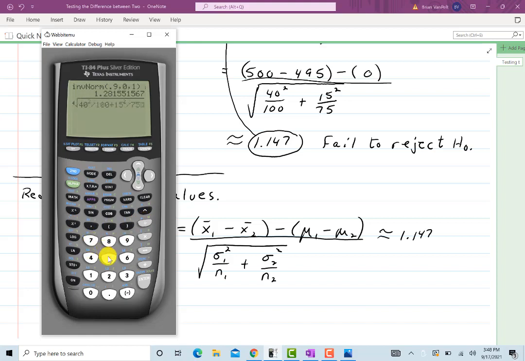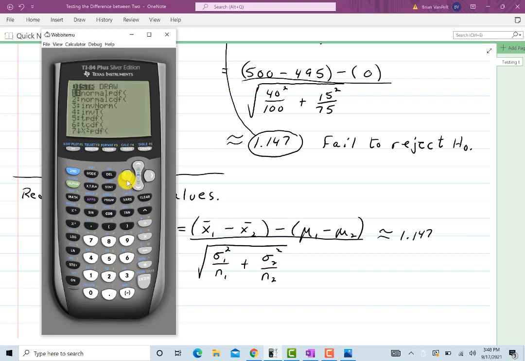So I don't need to put parentheses around all that stuff. Let me make sure I get the same number. Yes, I do. Now what I might want to do is this. Let me go to the distr, which is right above vars here. Let me click on it.